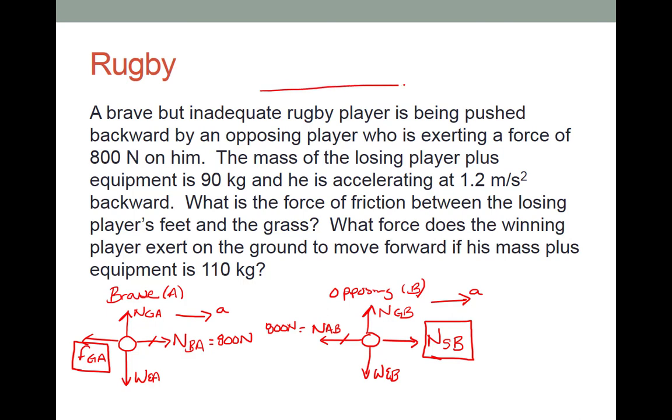If I were to draw the picture, I'm not sure how helpful this actually is. And they should be touching, so we'll just extend an arm here. So this is my brave player, player A. This is the opposing player, player B, and they're both accelerating that way. Is what the picture would look like. Lastly, I'm going to define my coordinate system. I'm going to let x be in the direction of the acceleration and y be perpendicular to it vertically.